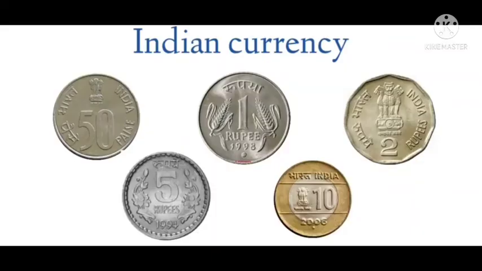Now these are some of the Indian currency coins. What is the first coin? It's a 50 paisa coin. Then a 1 rupee coin. After 1 comes a 2 rupee coin. After 2, a 5 rupee coin. And after 5 comes a 10 rupee coin. These are the main coins which we use in the market for buying things nowadays.